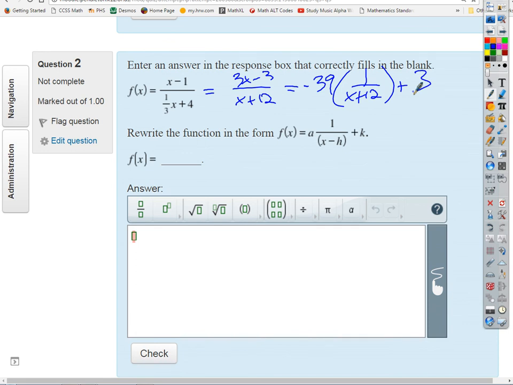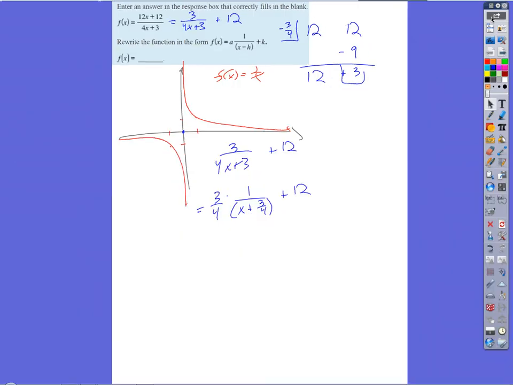Okay, so then what's the domain and the range going to be? If we know the coordinates of h and k, that tells us everything we need to know. How come? Well, those are the places that define the point where the asymptotes cross, right?